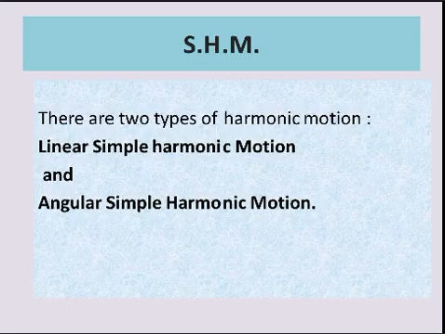There are two types of harmonic motion. First is linear simple harmonic motion, and second is angular simple harmonic motion. The difference between these two motions is that linear means any motion which appears in a straight line, and angular simple harmonic motion means motion in which angle is involved. So these are the two different types of harmonic motion.